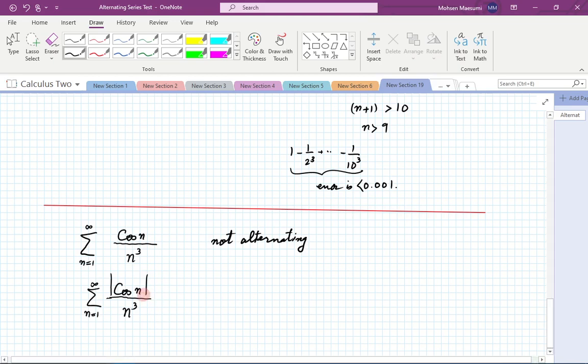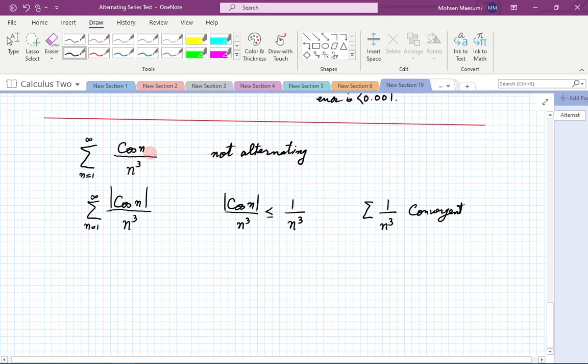Now, we can look at this and ask ourselves, does this thing converge or not? We remember that cosine is always less than 1. So cosine of n over n cubed is always less than 1 over n cubed. And we remember from the p-test or integral test that 1 over n cubed is convergent.